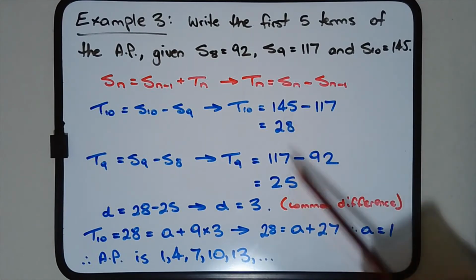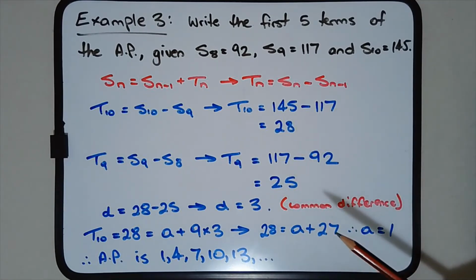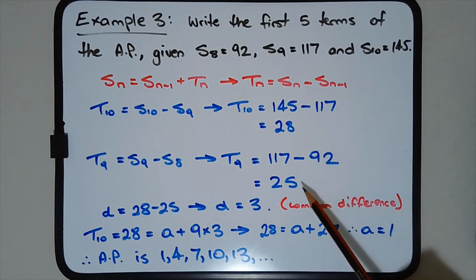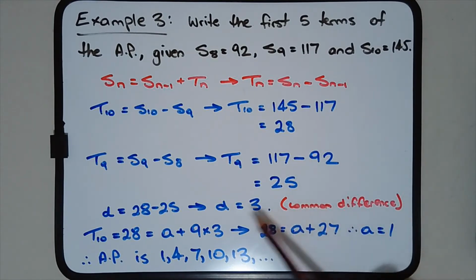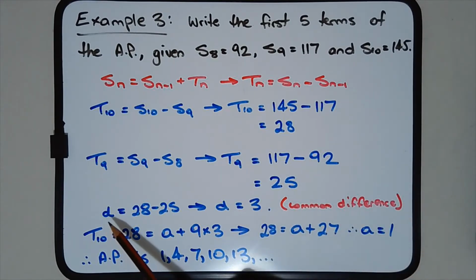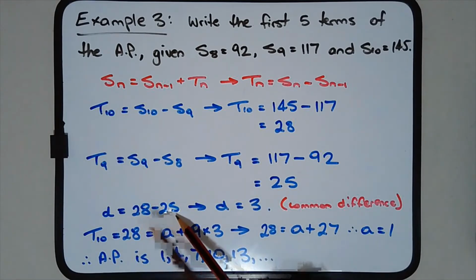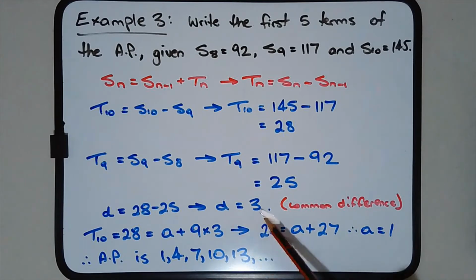So we know that these two terms form an AP. And we also know that this is the 10th term, this is the 9th term. So let's find the common difference. We can subtract T9 from T10. So D is equal to 28 minus 25. So therefore D equals 3. Common difference of 3 there.